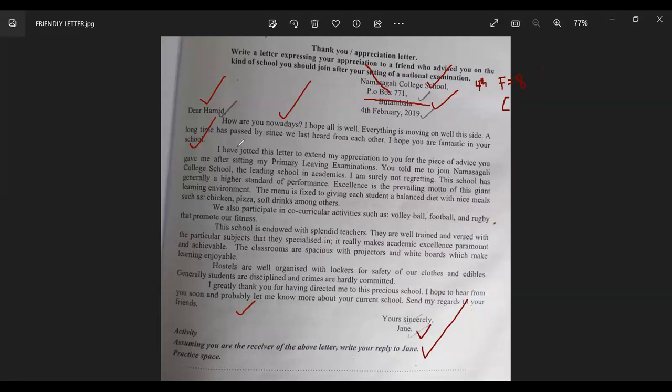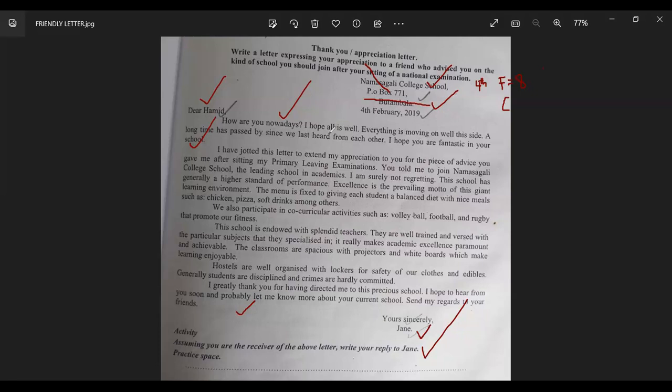So when you read through this letter, first of all, how are you nowadays? I hope all is well. Everything is moving on well this side. A long time has passed since we last heard from each other. I hope you are fantastic in your school. Clearly, these are friends because they know about each other. They have not talked to each other in a long time. So this is an indicator that they are friends. Now you already have a tick on that particular part of content.